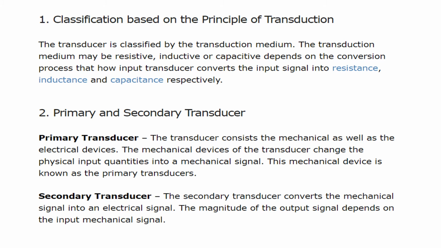Second, primary and secondary transducer. What is primary transducer? Here, the transducer consists of mechanical as well as electrical devices. The mechanical devices of the transducer change the physical input quantities into a mechanical signal. This mechanical device is known as primary transducers. And next, secondary transducer. The secondary transducer converts the mechanical signal into an electrical signal. The magnitude of the output signal depends on the input mechanical signal.